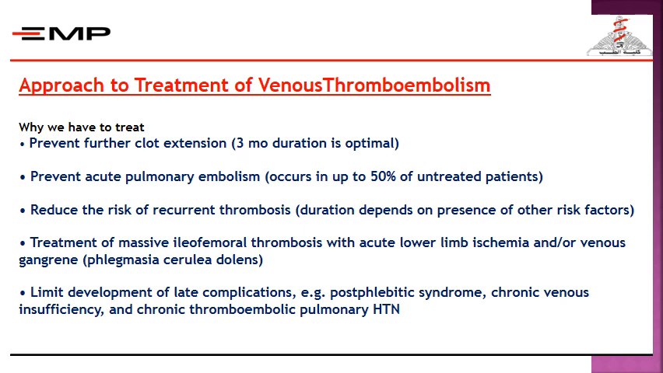To prevent lower limb ischemia in extensive or dangerous thrombosis, so treatment of massive iliofemoral thrombosis with acute lower limb ischemia and/or venous gangrene. And to limit development of late complications: post-phlebitic syndrome, chronic venous insufficiency, and chronic thromboembolic pulmonary hypertension. So for all these reasons, we have to treat and take the decision to treat the patients.